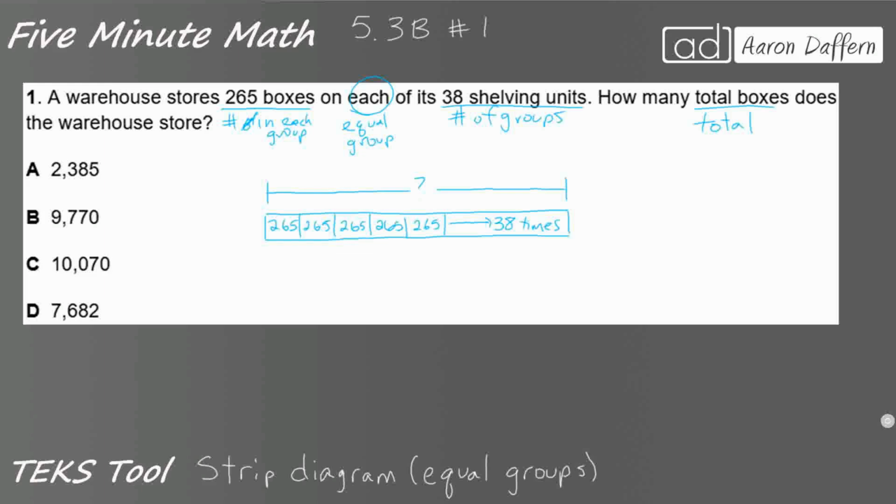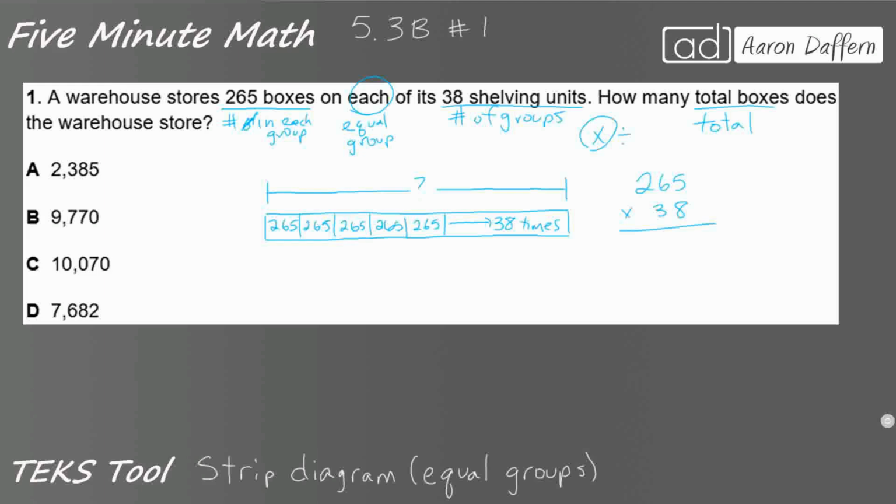And I can use multiplication, because that's what's going to help us whenever we have equal groups. We always use multiplication or division. And since we're looking for the total, it's going to be multiplication. So let's multiply 265 times 38. Since we're fifth graders, we can just use the standard algorithm. No need to do any type of breaking apart or partial products.